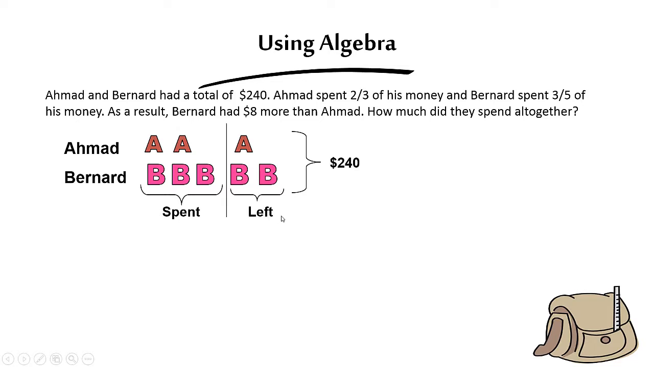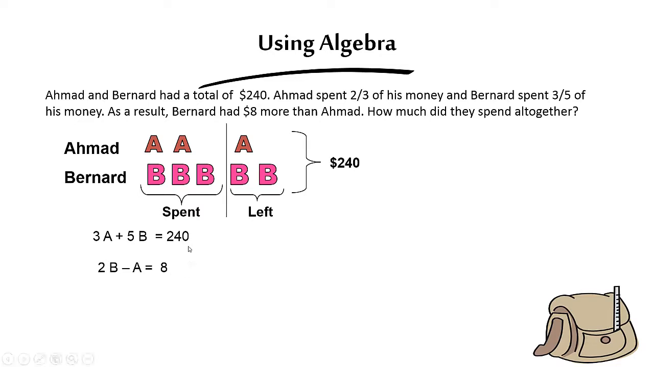Alright, understand so far? From here, I can form two equations. The first equation will be 3A plus 5B equals 240. No need to put the dollar sign, because only the final answer you can put it. For the working, you can just ignore the dollar sign first. And this is the first equation. For the second equation, after spending the money, Bernard had $8 more than Ahmad. In other words, 2B minus A will give me $8, because Bernard has $8 more than Ahmad.